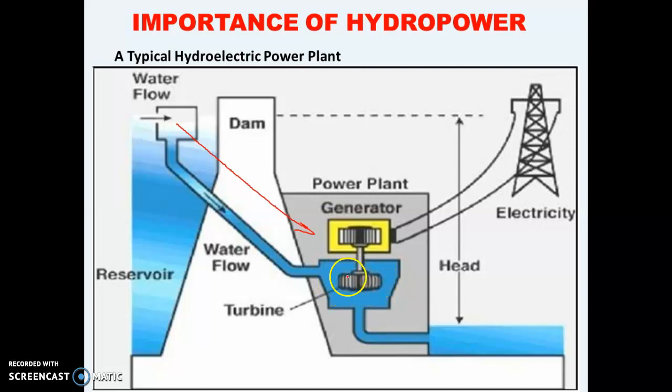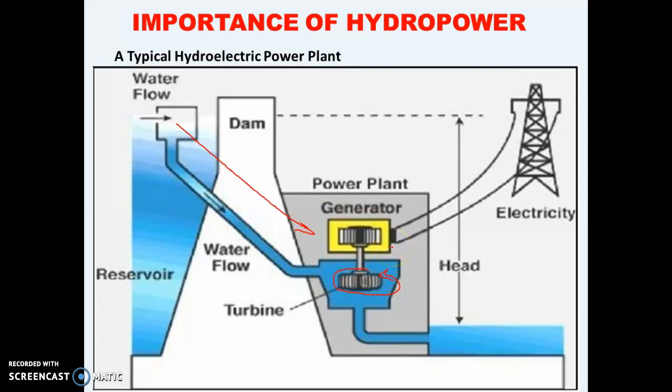As the turbine moves in a circular direction, the shaft also moves, and as the shaft moves the generator is also rotated. Due to the water the turbine rotates, due to the turbine the shaft rotates, and due to the shaft the generator is rotated, which can generate electricity. So we have seen the typical hydroelectric power plant and how electricity is generated in it. Now let's study in brief about turbines.